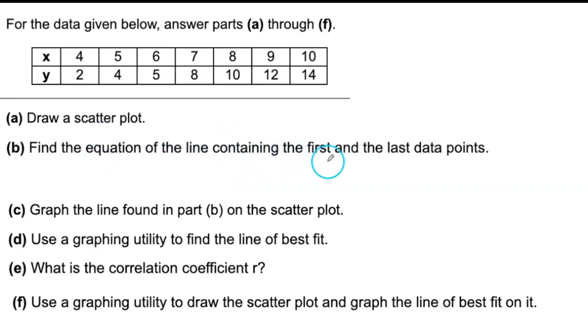Find the equation of the line containing the first and the last data point, and then you have to graph the line, obviously, and then use a graphing utility, TI-83, TI-84, any graphing calculator, or in this case, we're going to use Desmos to draw the line of best fit. To find it, we're going to have a coefficient, R. Okay, that's a correlation coefficient. We're talking about it in a minute. And last but not least, we're going to have the line of best fit through my scatter plot.